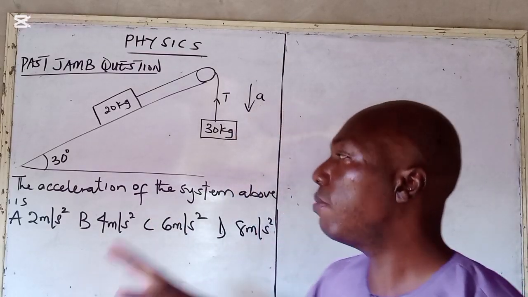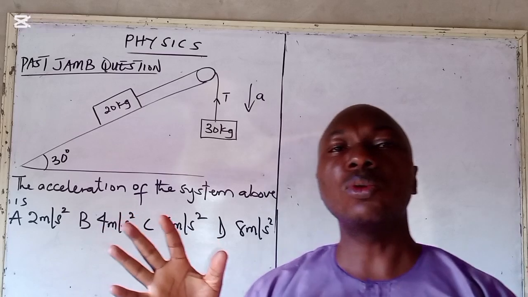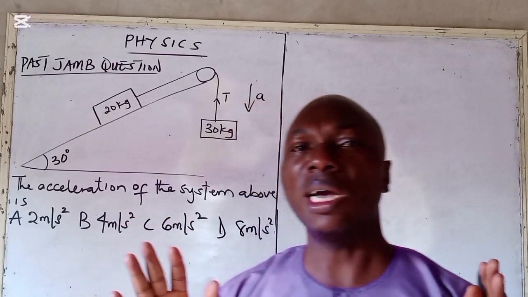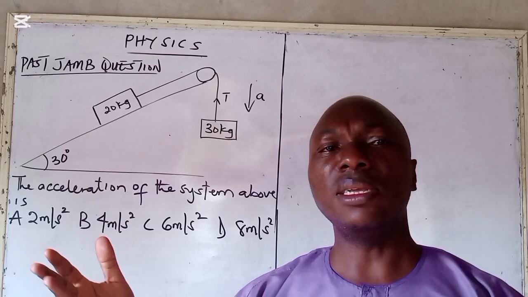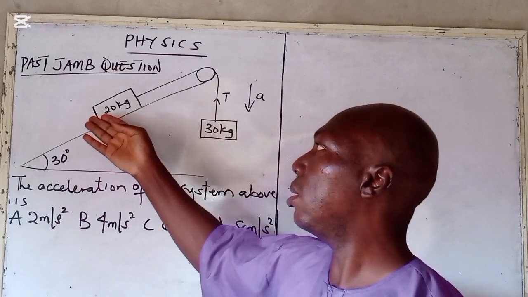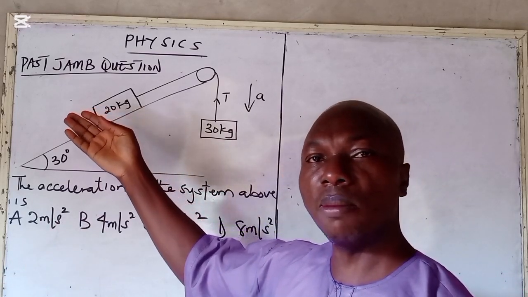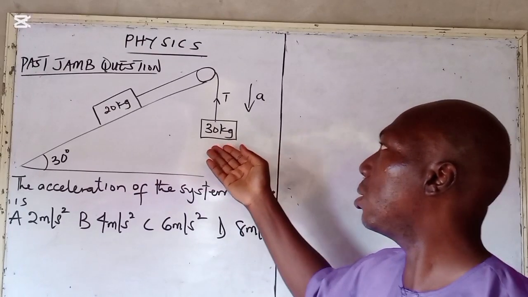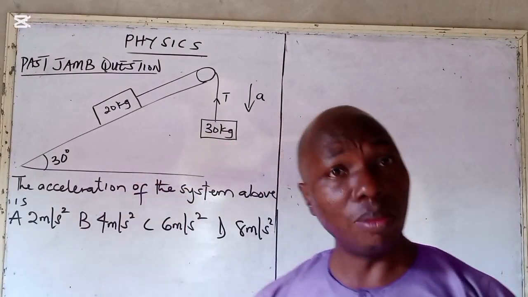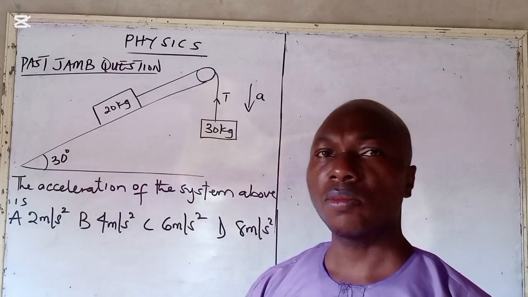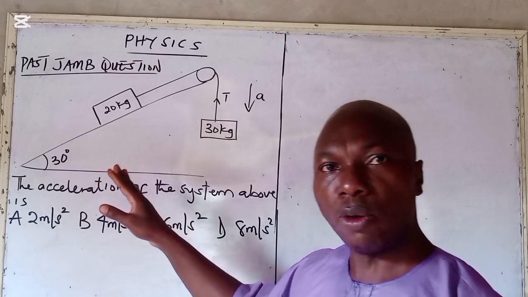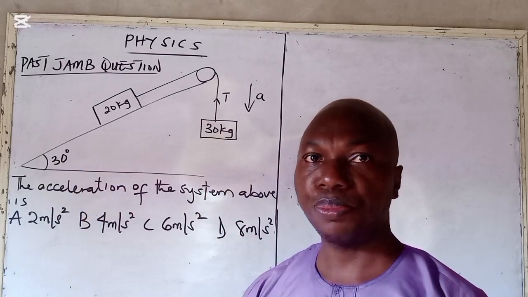The reason why I've given this question is that we need to simplify some problems with our students so that the issue of resolving the body across the body for 20 kilogram and across the body for 30 kilogram will not be cumbersome. So I've developed a formula for this body, and I want to use it to solve this problem.